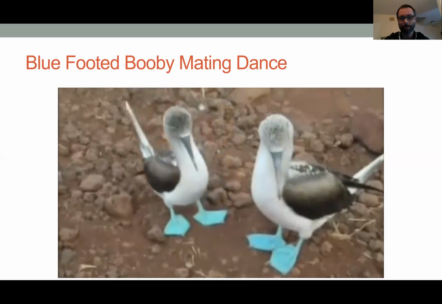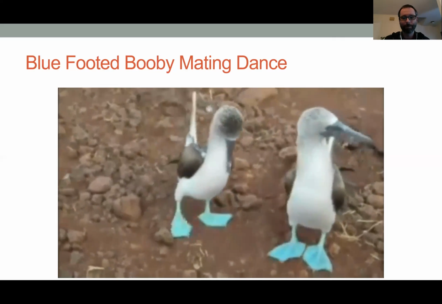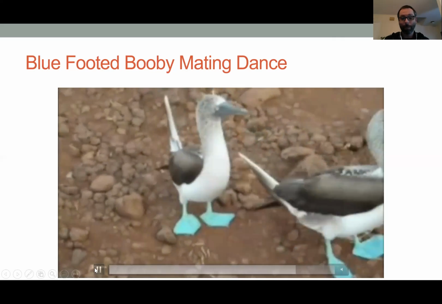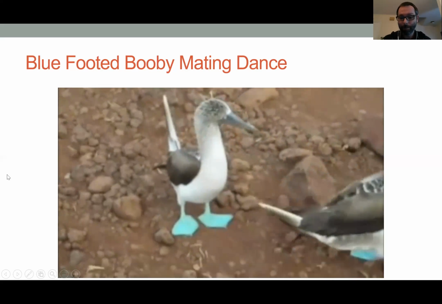So the female is not interested. She's going to find a male that does a better dance, right? So it's not just the physical looks that get you your mates. It's also the behaviors that could earn you a mate.